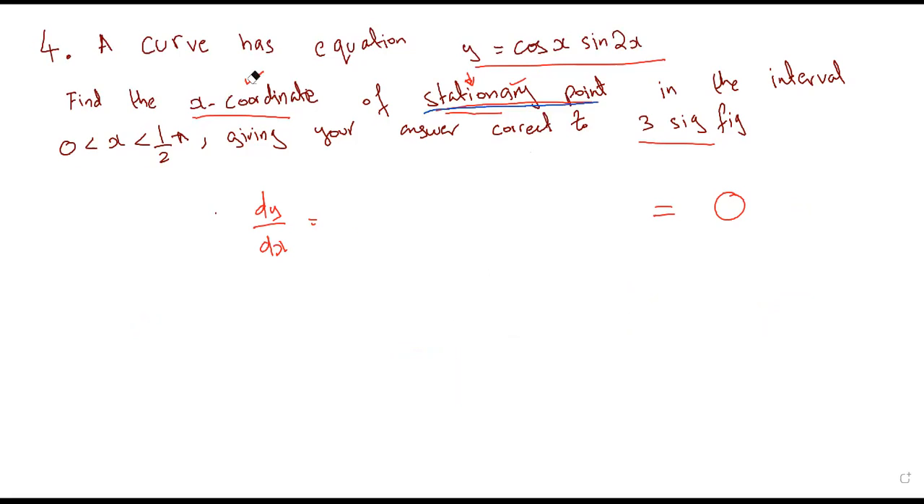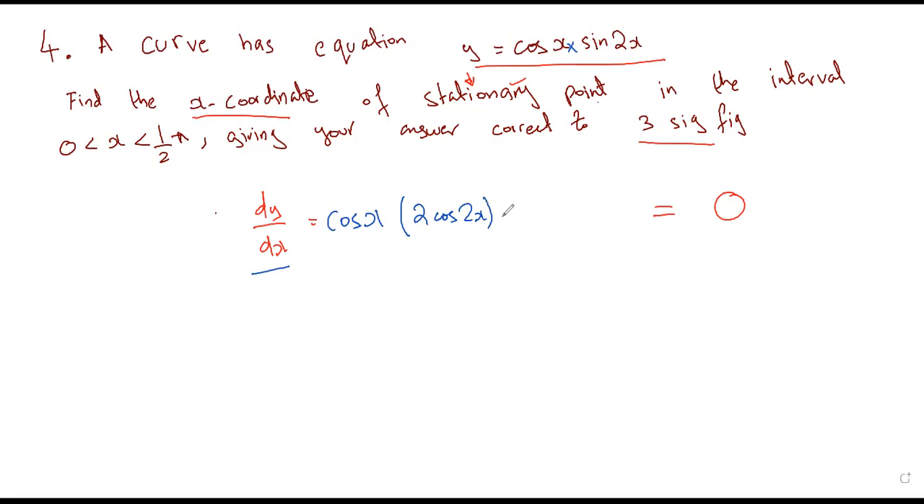So what would be the derivative of y equals cos x sin 2x? You have to use the product rule. Exactly. Any function could be the first function. Let's take cos x as the first function. The derivative of the second function would be 2 cos 2x. Very well done. Excellent. So cos x times 2 cos 2x.